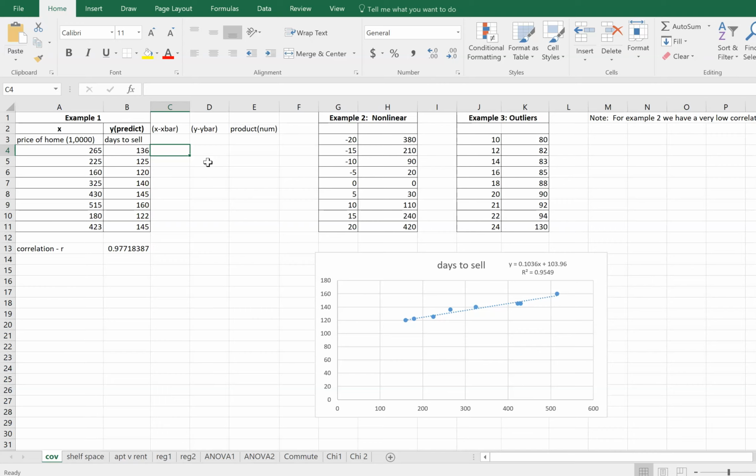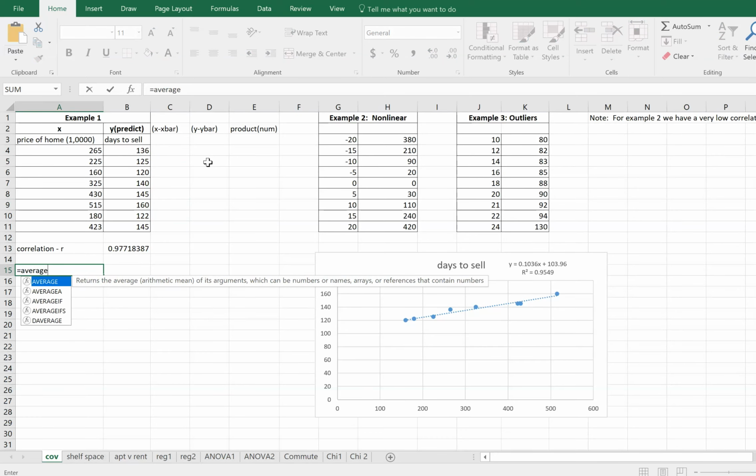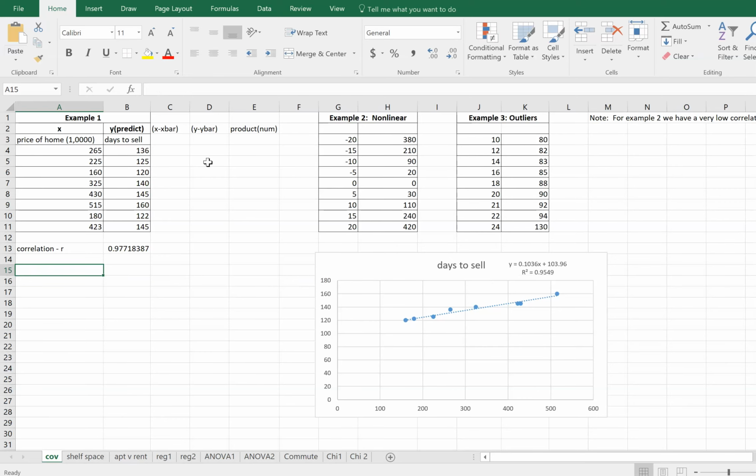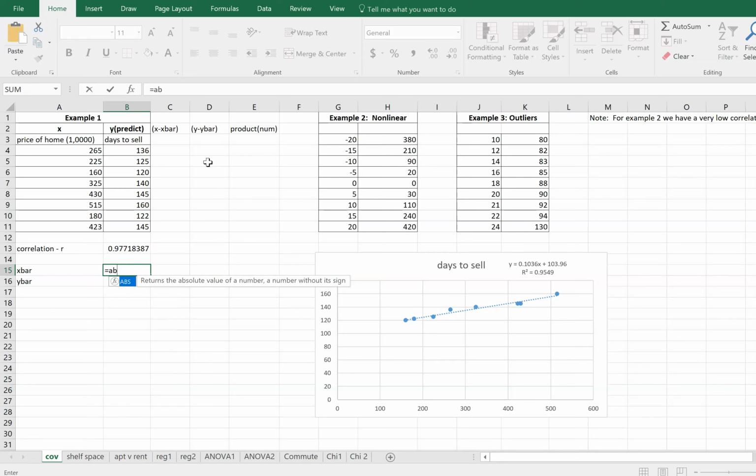So x minus x bar. Well, to find x minus x bar, I probably need x bar, right? The average of x. That would probably be really, really helpful to have. So let me find the average of, let me keep it in the system that I have here. Let me find x bar. Let me find y bar. Well, x bar by definition is the average of the x's. That's what x bar represents, the average of the x's. Got it. What is y bar? Well, y bar is the average of the y's.